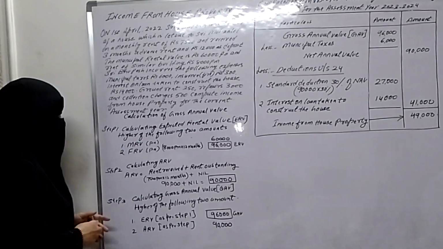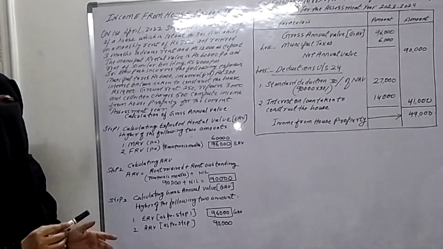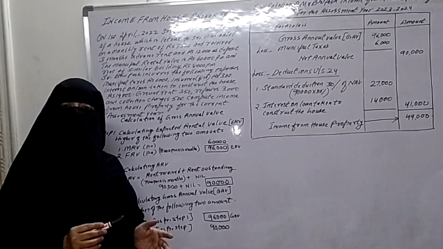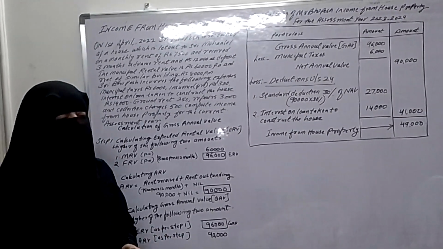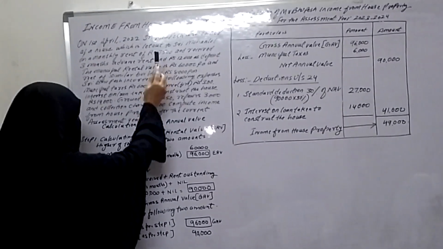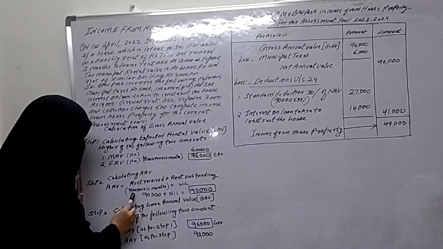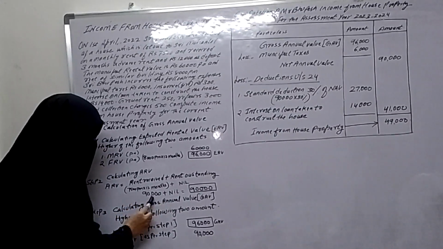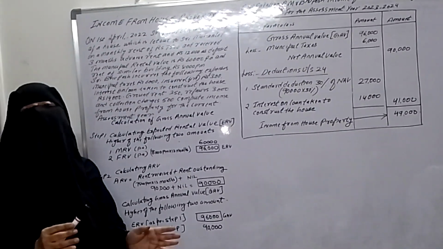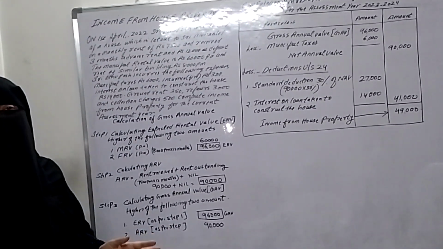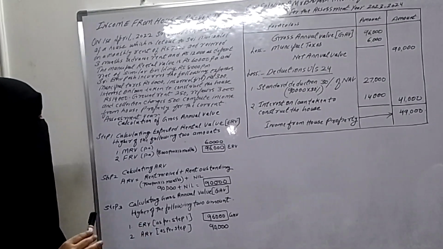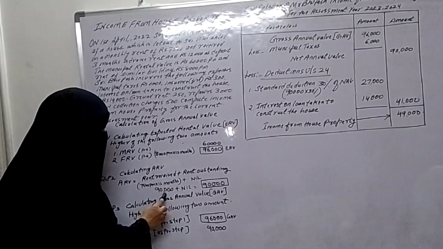Now in the next step, the second step, we have to calculate the actual rental value, ARV. For calculating ARV, the definition is actual rent received plus rent outstanding. So in the question, actual rent per month is given, that is rupees 7,500. So rent received is 7,500 per month into 12 months, that is 90,000. And in the question no information of any outstanding rent is given. So there is no outstanding rent because the house is let out during the whole year. So there is no rent due or rent outstanding. So ARV is 90,000.